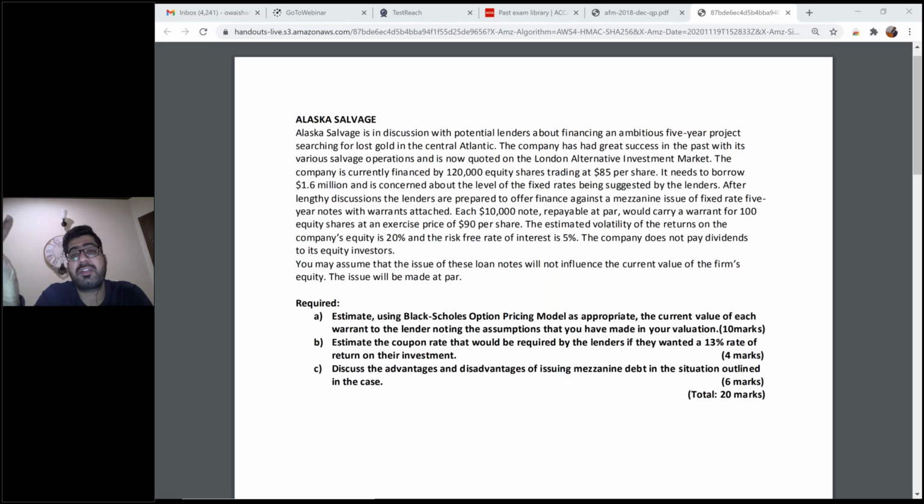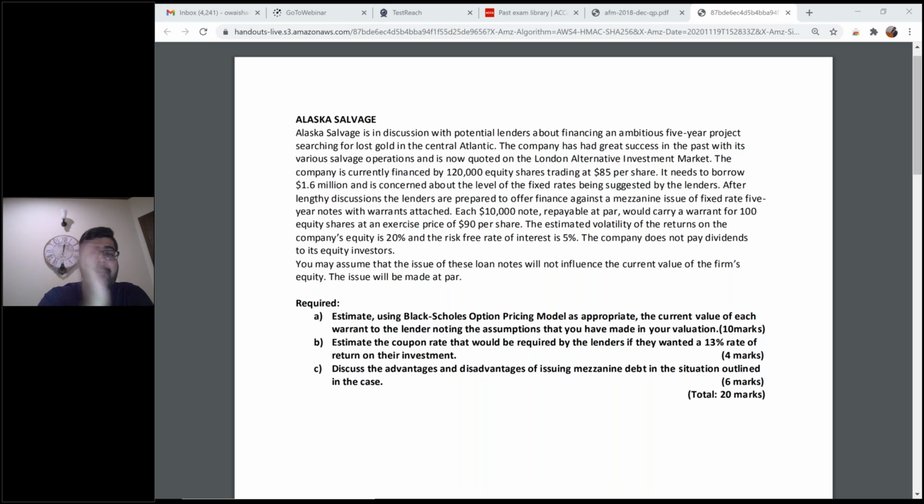Trading means in market at 85. Do you think this is the current share price? Yes, they're trading at 85. That's the current price. It needs to borrow 1.6 million and is concerned about the level of fixed rates being suggested by the lenders. After lengthy discussions, the lenders are prepared to offer finance against a mezzanine issue of fixed 5-year notes with warrants attached.